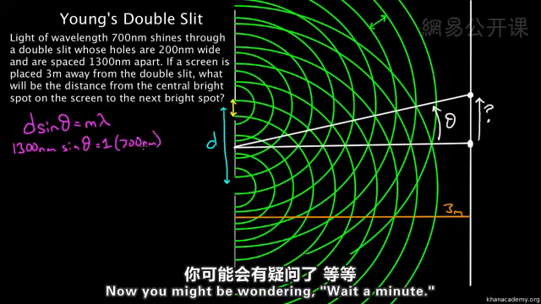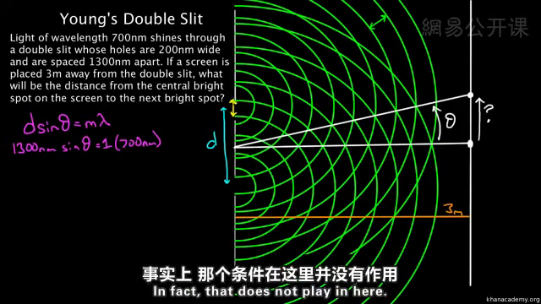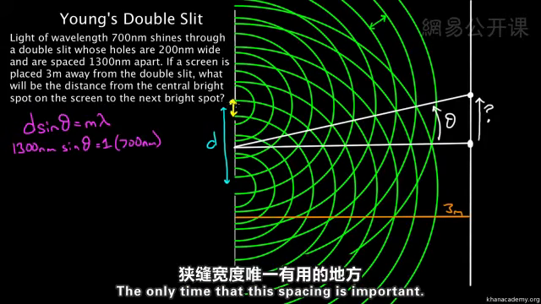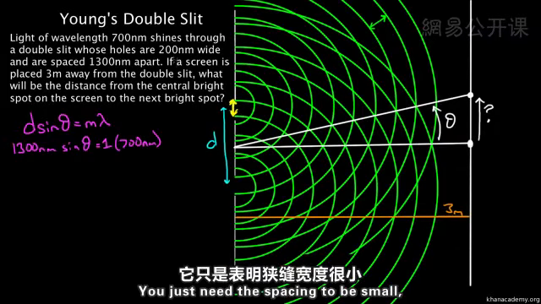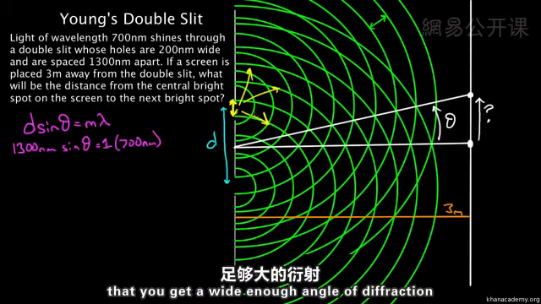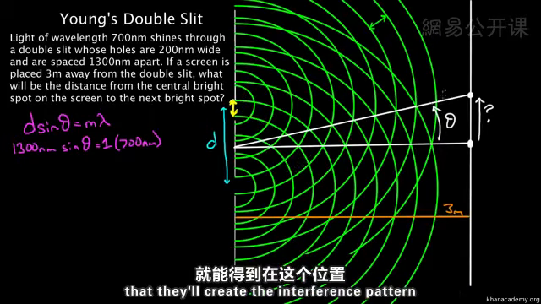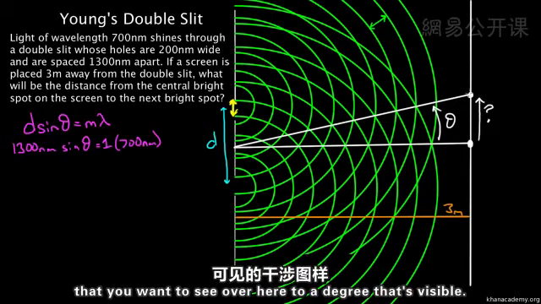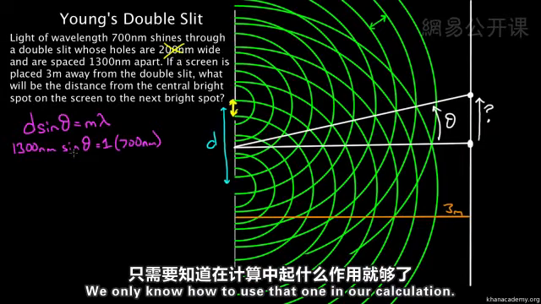Now you might be wondering, wait a minute, what about this 200 nanometer wide piece of information? Do we have to use that? No, we don't. In fact, that does not play into here. The only time that this spacing is important, it's not going to change your calculation. You just need the spacing to be small enough that you get enough diffraction, a wide enough angle of diffraction, that these two waves will overlap significantly enough that they'll create the interference pattern that you want to see over here to a degree that's visible. Okay, but we don't need it. We don't even have to use that one in our calculation.